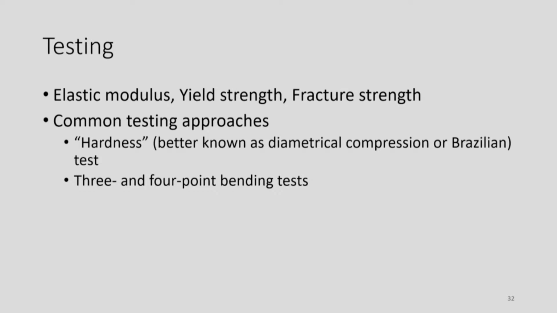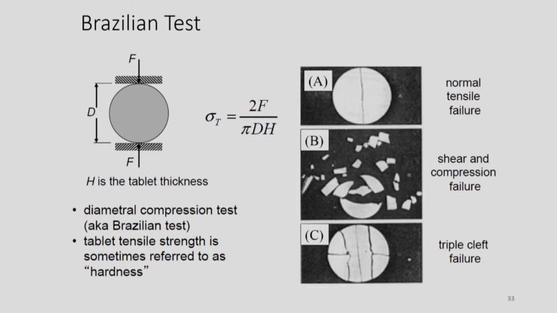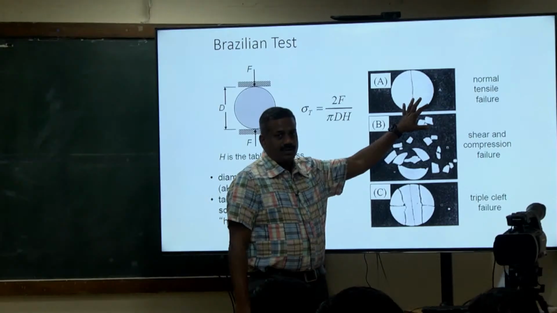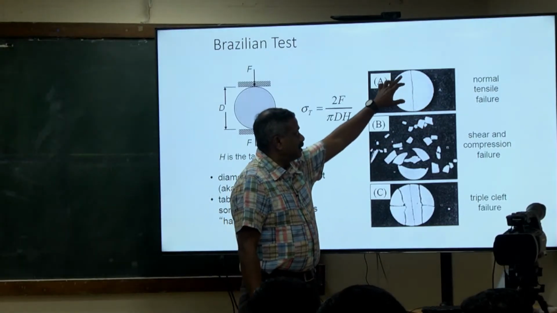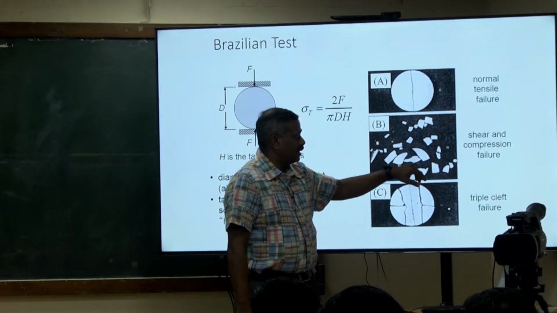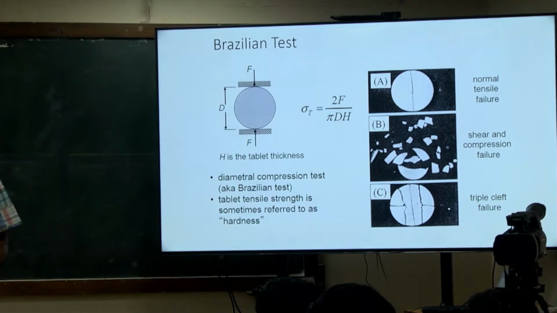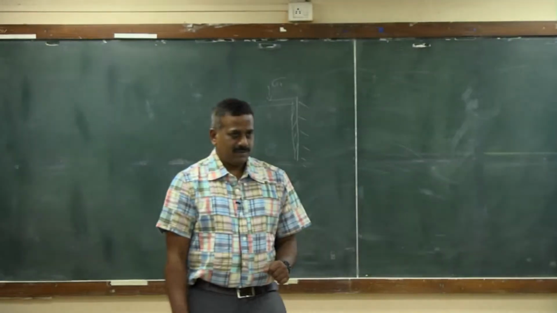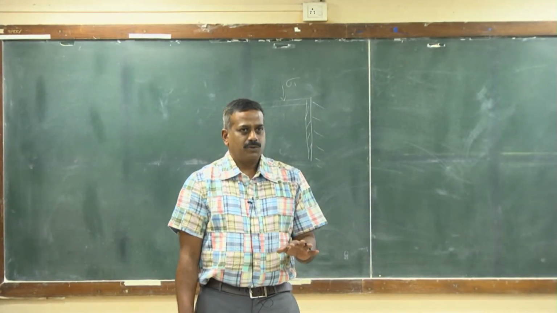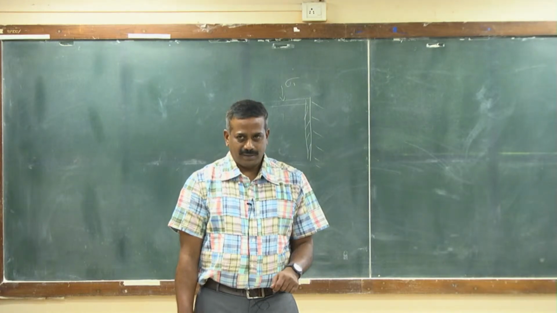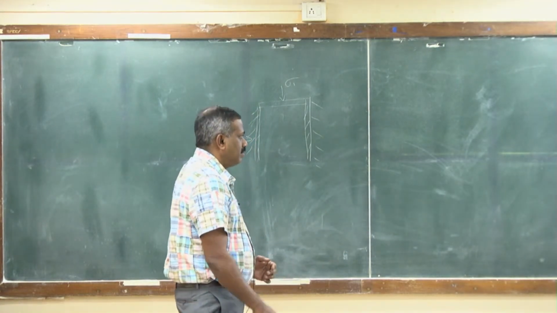Skip this. So hardness, in general, is called the Brazilian test. It's mostly for compacts. You compress the material, and based on the type of fracture, you can assess what type of forces were acting during the fracture. If it cuts vertically, it's a normal tensile fracture; shear and compression give a triple cleft. Again, it's most commonly used in the pharma industry, based on the forces and how it breaks into pieces. It's very useful when you come to packaging and shipping, at what type of forces these will break.